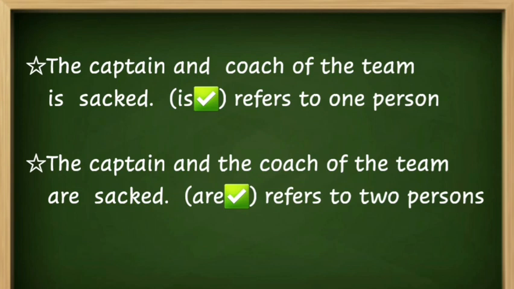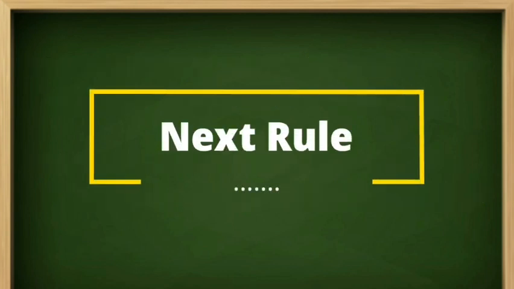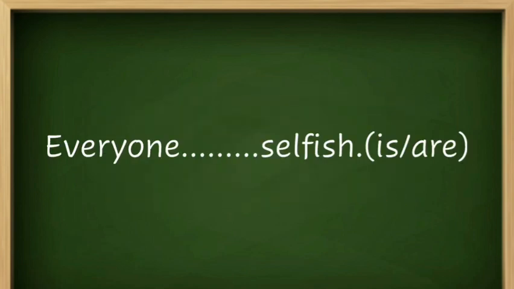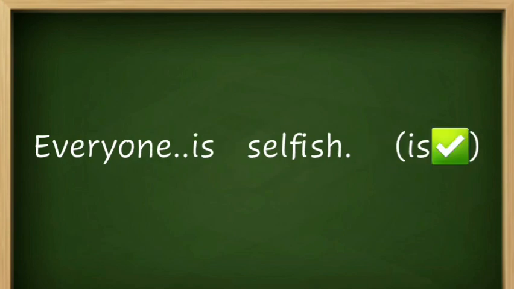Now let's move ahead and try to see the next rule. Now moving on to our next question, that is question number 5. Here it is on your screen. You can see that everyone dash selfish, is selfish or are selfish. Now I'm giving you 5 seconds to answer this. You can note your answer and then I'll tell you the right answer. So 3, 2, 1, time is up. The right answer should be is.